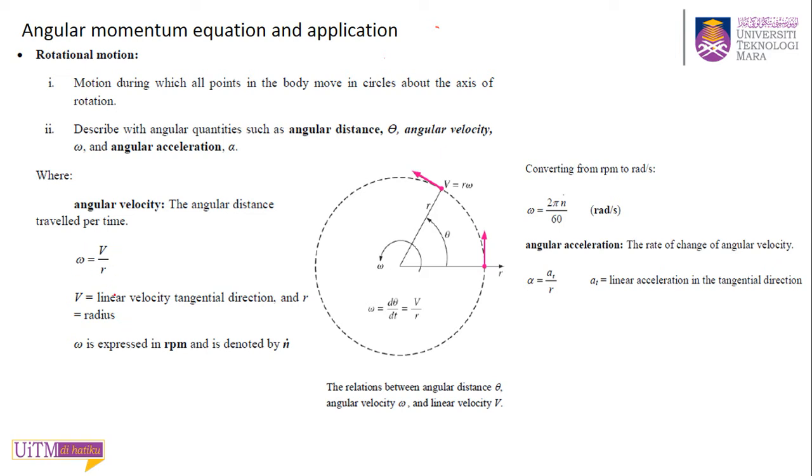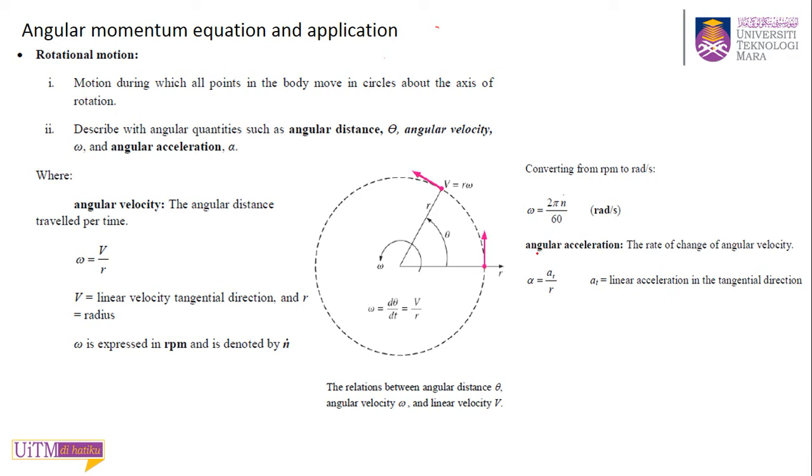This W is always expressed in revolutions per minute. You have how many revolutions it spins, 1, 2, 3 or 4 whatever per minute, and it is denoted by n dot. To convert revolutions per minute to radians per second, 1 minute is equal to 60 seconds, and one revolution is equal to 2 pi. So you multiply by 2 pi over 60.